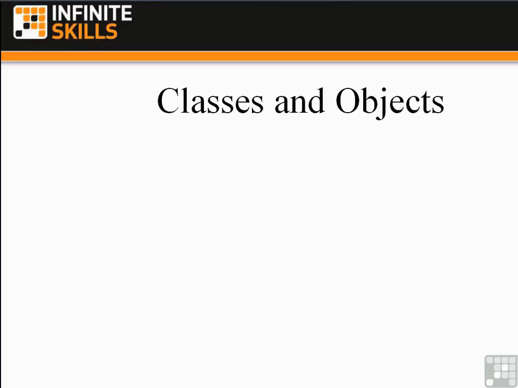Java is an object-oriented programming language. You can't get very far in Java without having at least a basic understanding of what an object-oriented programming language is and how classes and objects work. So this chapter is an overview and introduction to working with classes and objects. And in this lesson, I'm going to give you a brief overview of what object-oriented programming is and what classes and objects are. So let's get started.